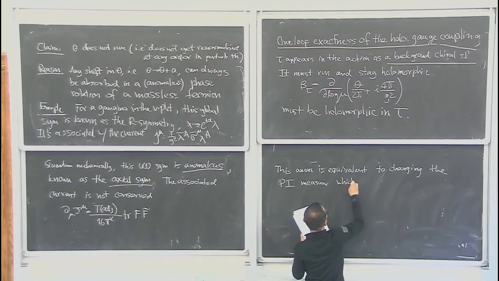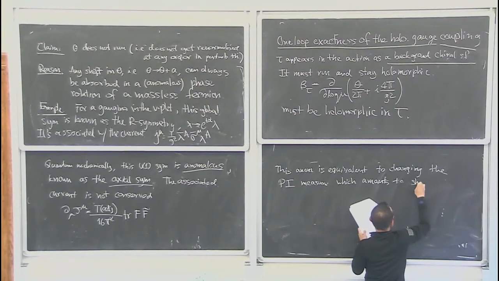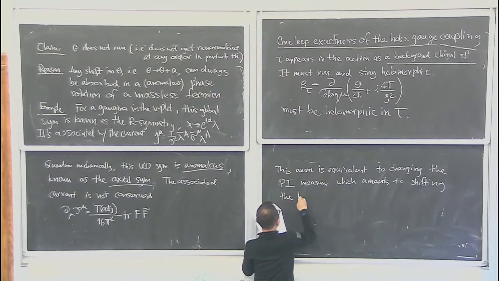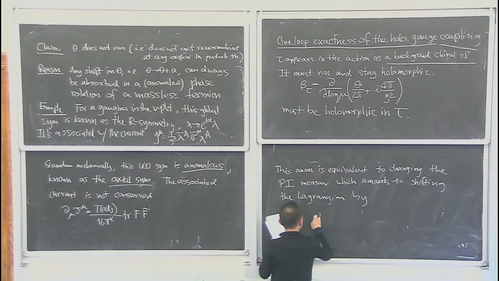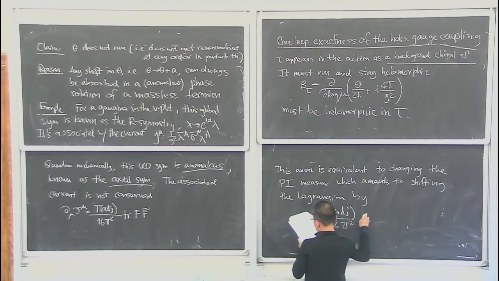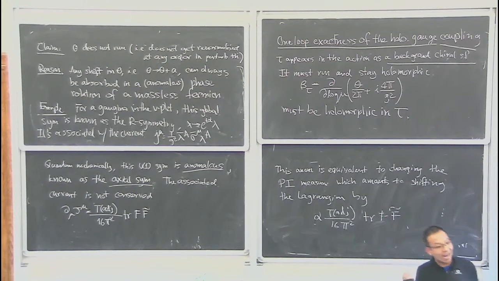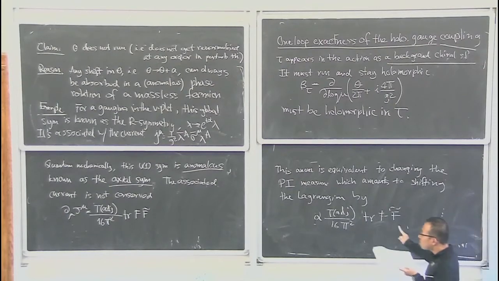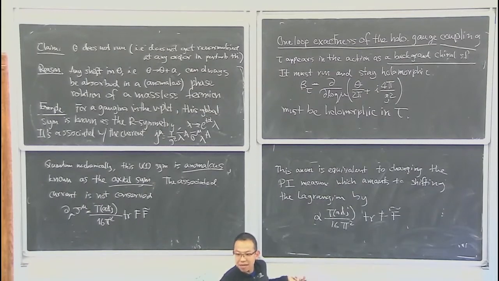which amounts to shifting the Lagrangian by alpha T adjoint over 16 pi squared trace F F tilde. This is the Fujikawa way of viewing it. If you're not familiar, I would derive this, okay? But take this for now.